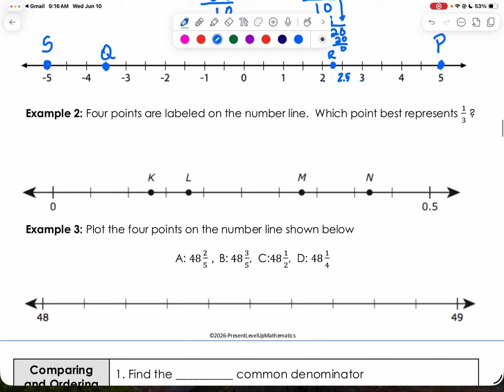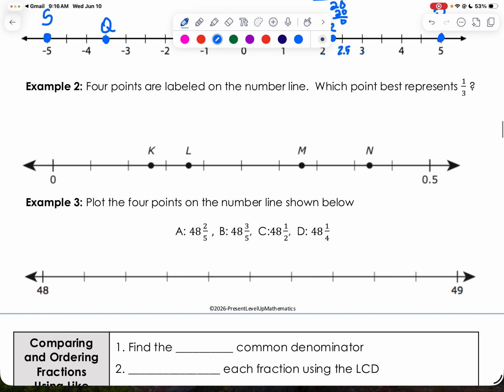All right, example 2. 4 points are labeled on the number line. Which point represents 1/3? So when I'm looking at my number line, I notice on the far left we have 0, and on the far right we have 0.5.